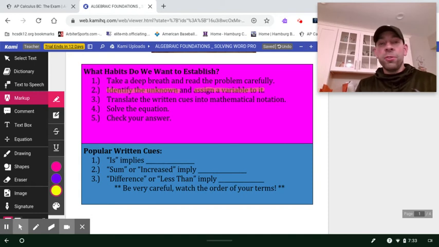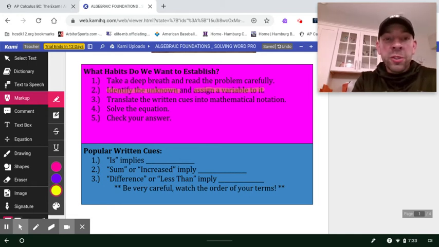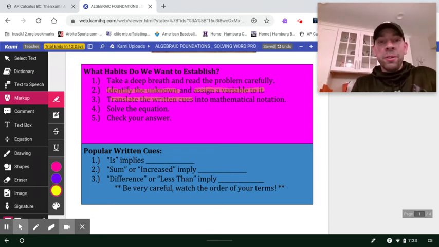So for instance, if they're describing a rectangle and we don't know the width, that's the unknown, we're going to assign a variable like X or W to it. Then we're going to translate the written cues into mathematical notation, okay? And we're going to practice a couple of those here in a second. Number 4, we're going to solve the equation, which I bet is your sweet spot. That's going to be right in your wheelhouse. And then number 5, we're going to practice checking your answer just to verify and indeed make sure it's true.